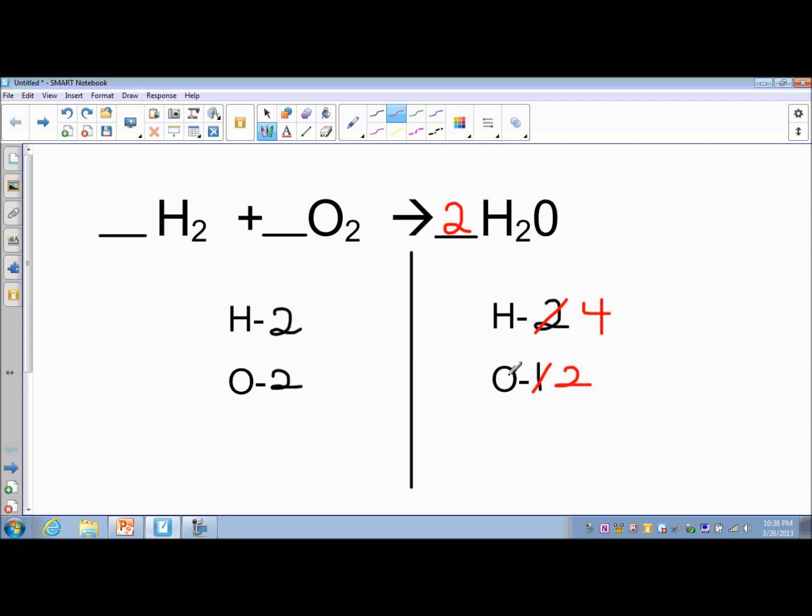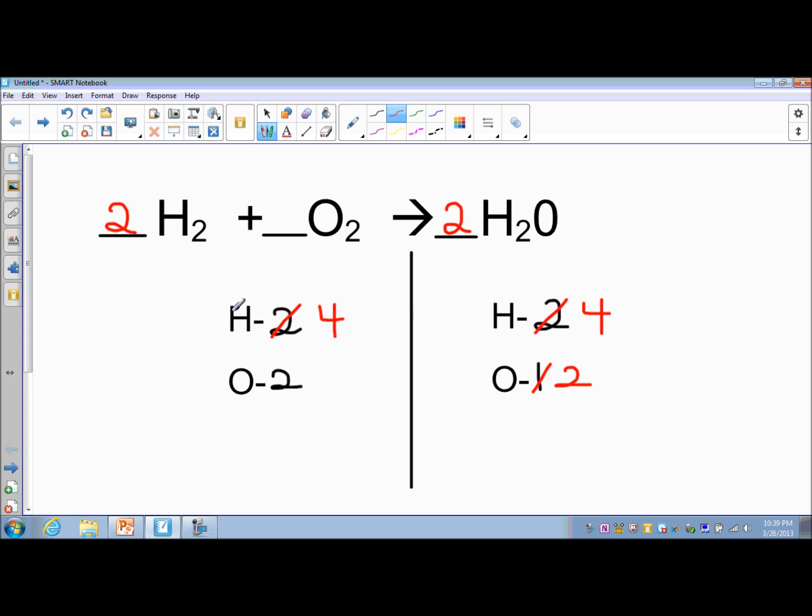Now if we compare both sides, my oxygens now match up, but my hydrogens don't. And I have more hydrogens on the product side than the reactant side. So what I need to do is put something in front of my hydrogens over here on the reactant side to make it equal to 4. So if I put 2 over here, what's going to happen is I'm going to multiply my coefficient 2 times my subscript 2. So my subscript is this little one here, and my coefficient is the red one. So 2 times 2, and that's going to give me a new amount of hydrogens, which is 4.